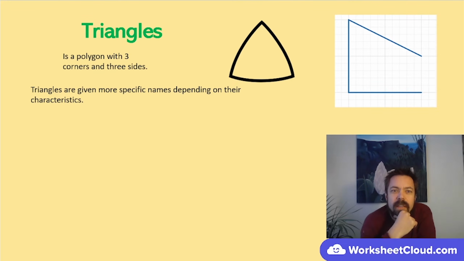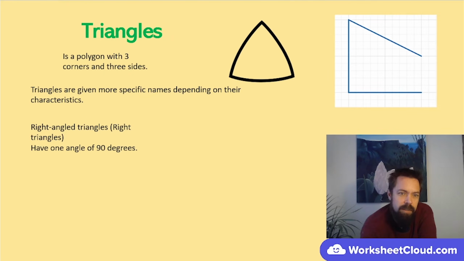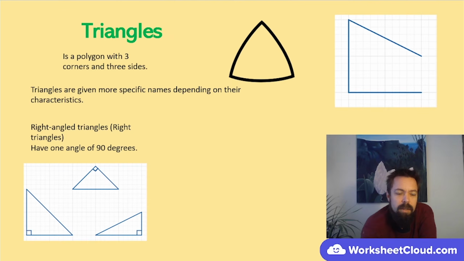Triangles are then given more specific names depending on some of their characteristics. So we have a right angle triangle, or right triangles. Some teachers call it right triangles. I like to call it right angle triangle. It has one angle of 90 degrees. I'm just making a note here because I want to show you why it can't possibly have two. All right, so it's got one angle that's 90 degrees.